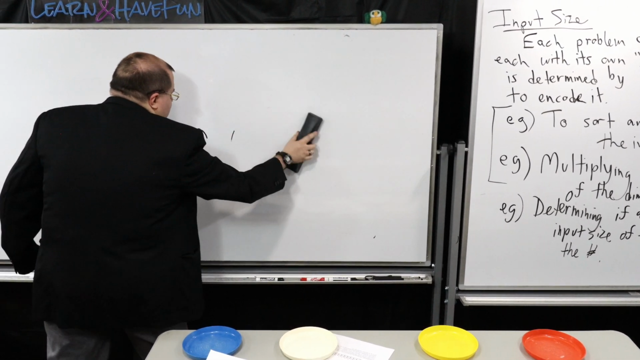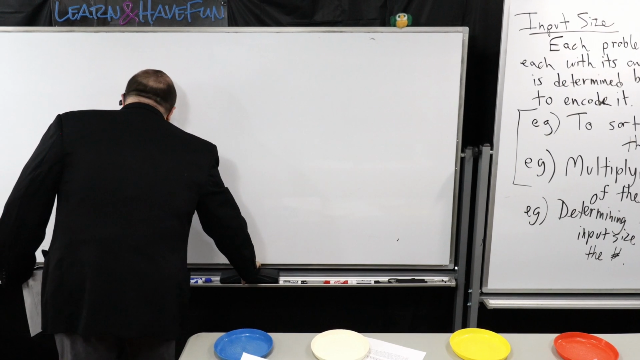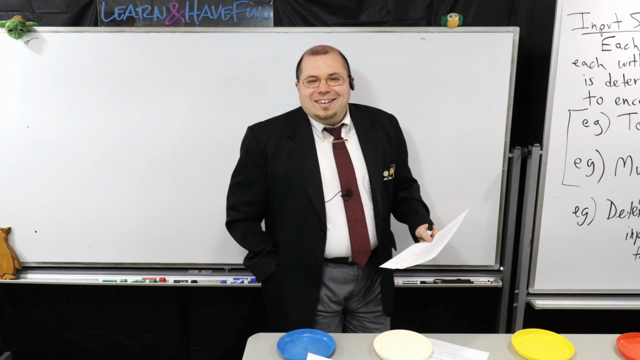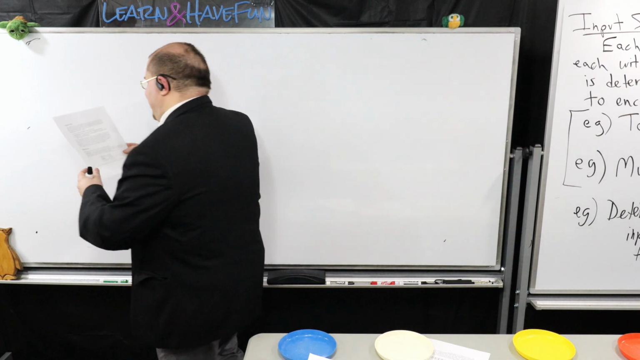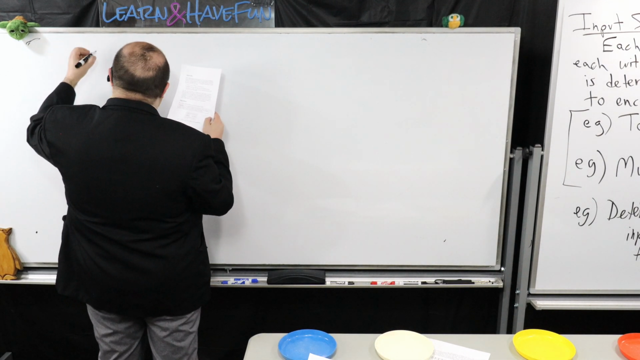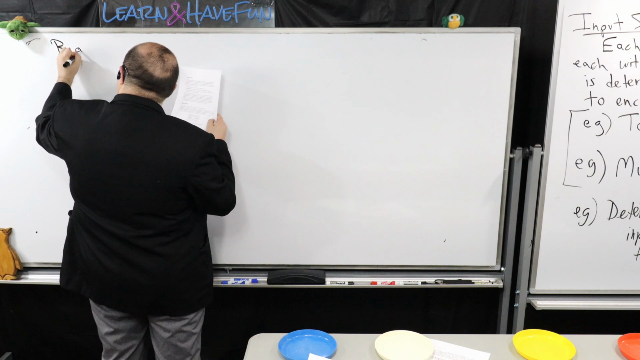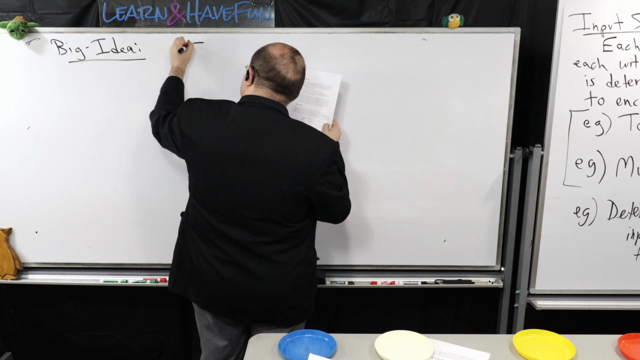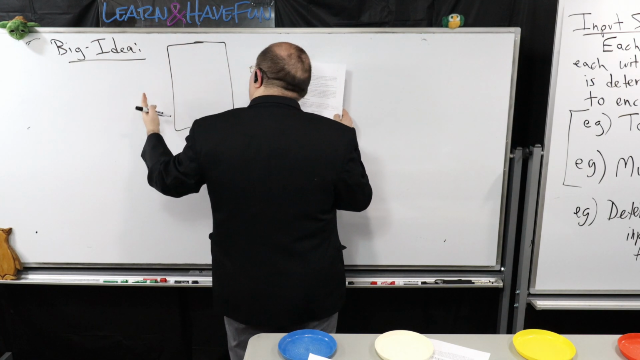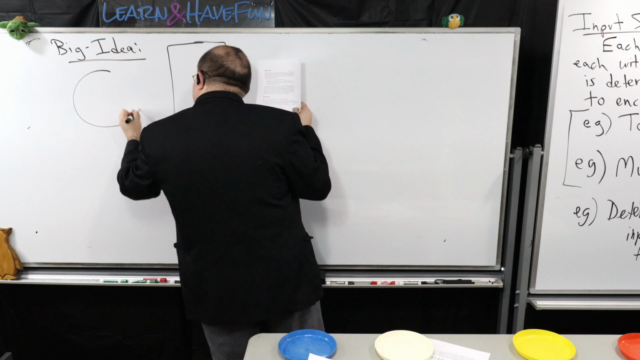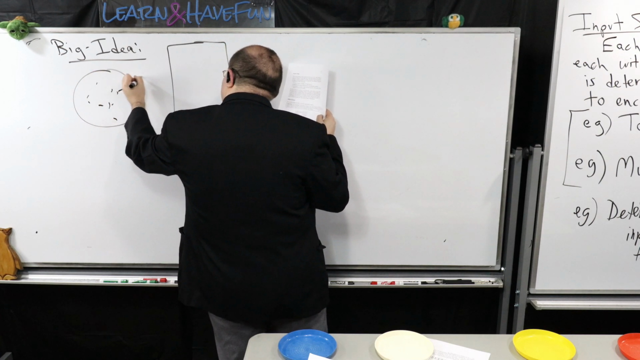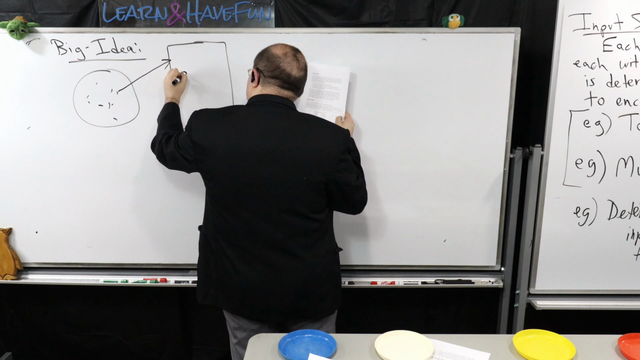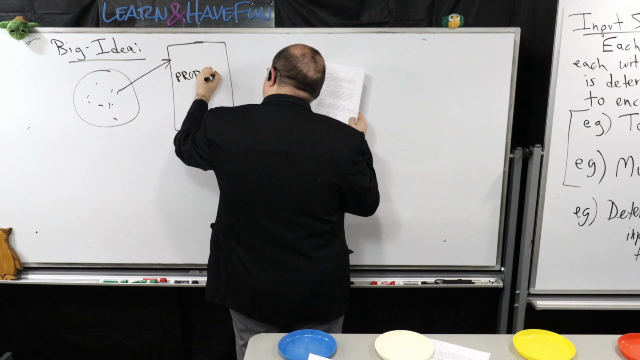So remember, I have my problem, I have problem instances, and right now you have an idea of what an algorithm is. You can think of it just like a computer program. Here's the big idea, just to summarize what we talked about earlier. You have your problem instances, each one of those little dots. Each one of these is a problem instance.